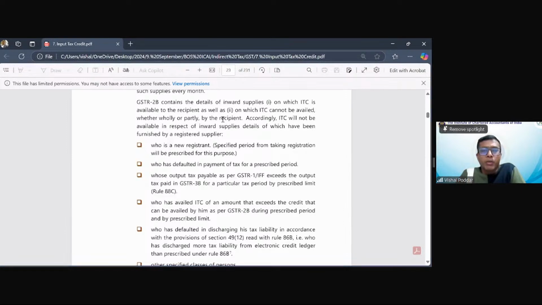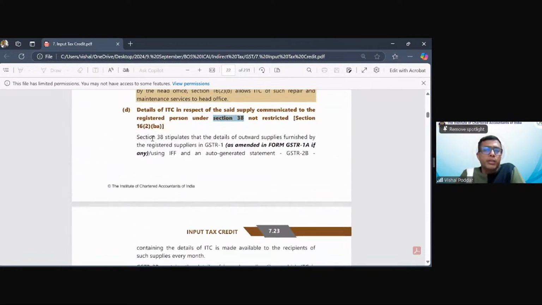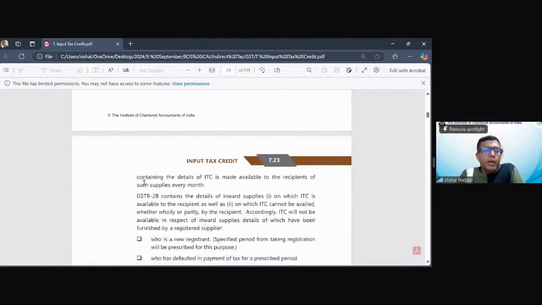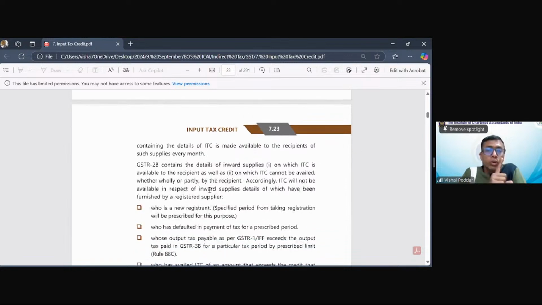But firstly, what is in 38? Section 38 stipulates that the details of outward supplies furnished by the supplier in GSTR-1, also amended by 1A, if any, or using IFF, and the auto-generated statement 2B contains the details of ITC is made available to the recipient of supply every month. So this we have studied up till above. So he files his GSTR-1 or amendment done in 1A, everything, and it gets auto-populated in your 2A, 2B. Now, till this point, you have satisfied the above conditions. Now, what is this condition? It says you should not be restricted by 38. Now, what are the restrictions of 38?